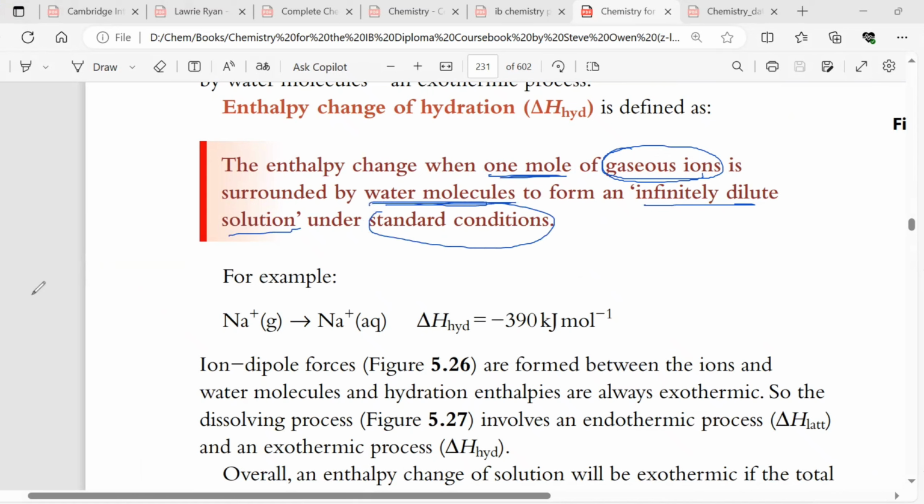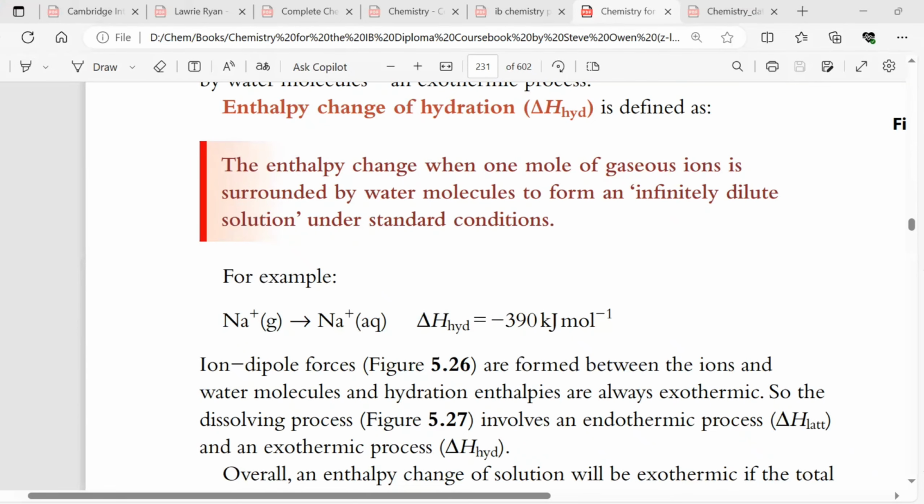Is it clear? Can you read this definition? Celia, read the definition for the hydration enthalpy loudly. Enthalpy change of hydration is defined as the enthalpy change when 1 mole of gaseous ions is surrounded by water molecules to form an infinitely dilute solution under standard conditions. Brilliant. And enthalpy of hydration is always negative. Write this down. It releases energy. Is it clear?